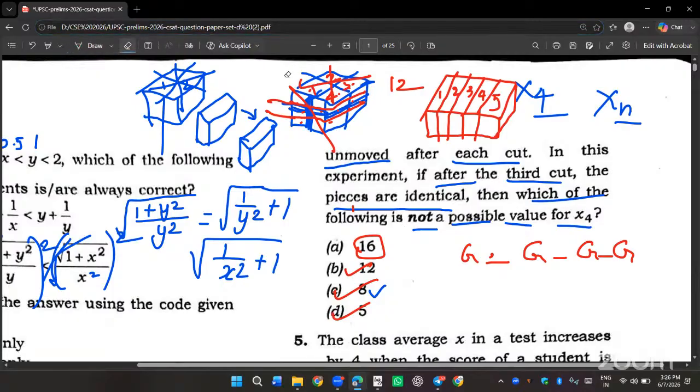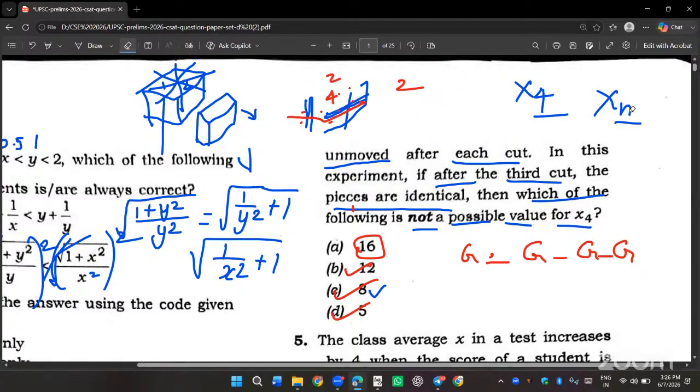One second. So we know about it. Then how can we identify, sir? Okay, one second. It is striking.